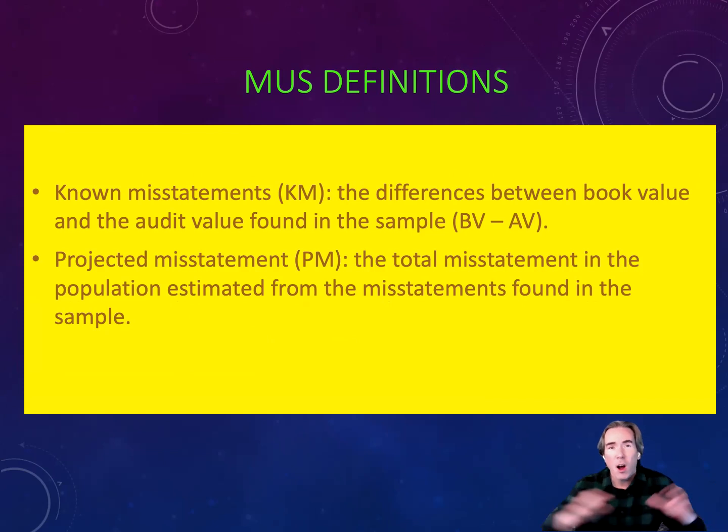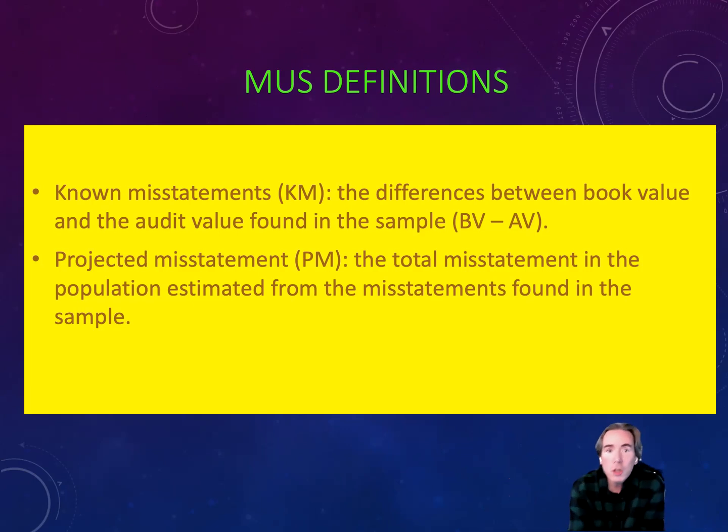Projected misstatements are the amount we think the entire interval will have. So for example, if we have a $1 million interval, we audit a $50,000 account and we find it's only worth $20,000. So we find $30,000 in error. That's known misstatement. Client said it was 50, but it was only 20. But we would say that entire interval is 60% misstated. So there would be $600,000 in projected misstatements.